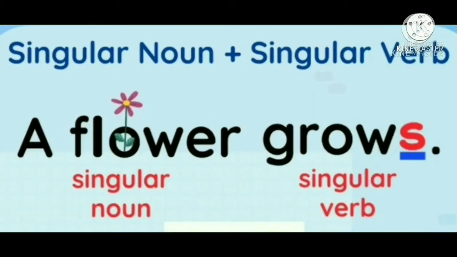Next sentence. A flower grows. A flower is a singular noun. So, it takes a singular verb grows. Here we have a singular subject and a singular verb. So, the subject agrees with the verb.